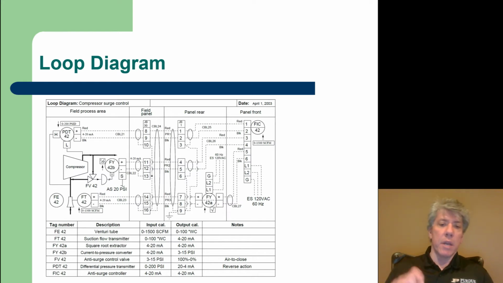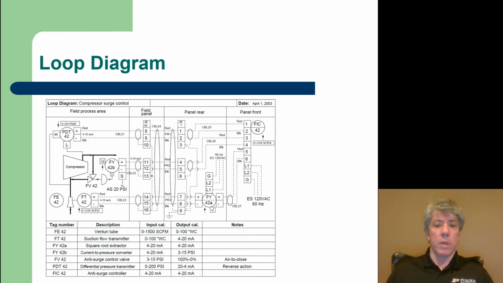But you'll notice that underneath FY42A there's a little box with a square root sign in it, indicating that FY's job is to take the square root of the incoming signal and output that. So you'll notice that on FY42A, the row down in the table, it says the input is a 4 to 20 milliamp signal, but the output's a 4 to 20 milliamp.